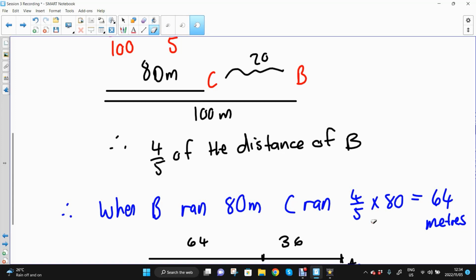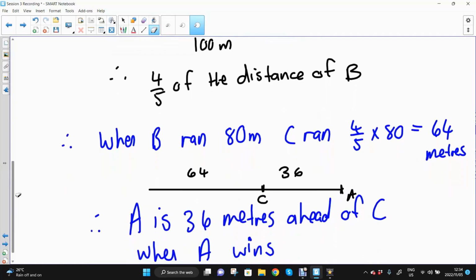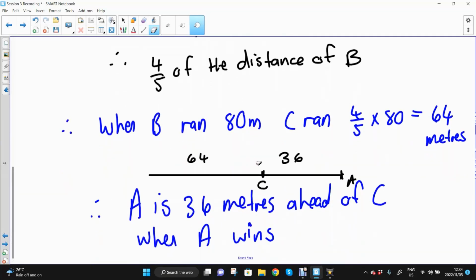So how far ahead is A from C when he finishes the race? Well, you can see there, I just drew it out for you. If C ran 64 meters and A is at the finish line, then at that stage, A would be 36 meters ahead of C.